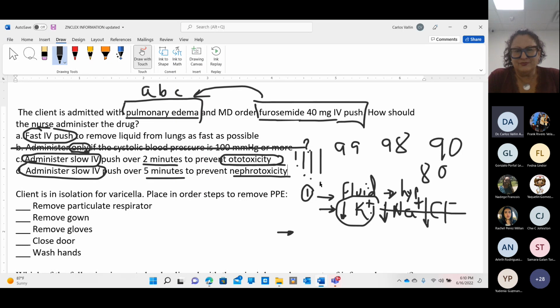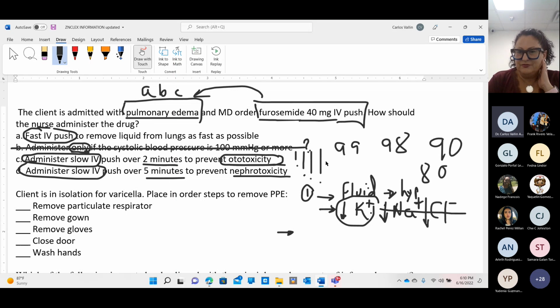So if anyone that is listening doesn't know that loop diuretics produce ototoxicity, you need to write it down now and repeat it 5 times. Loop diuretics produce ototoxicity, ototoxicity, ototoxicity. Yes, 5 times, like in elementary school. And of course, you already knew about the potassium, which is very, very important.